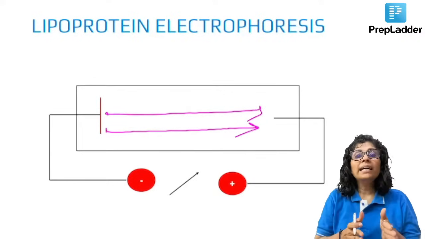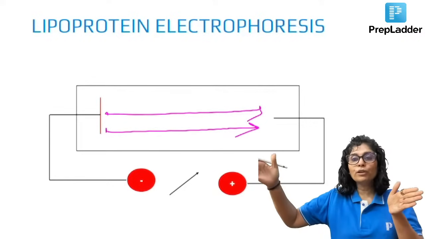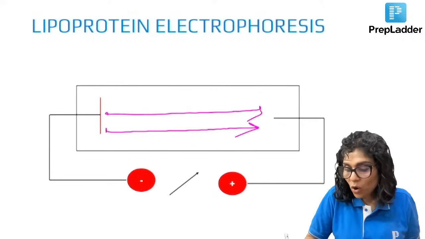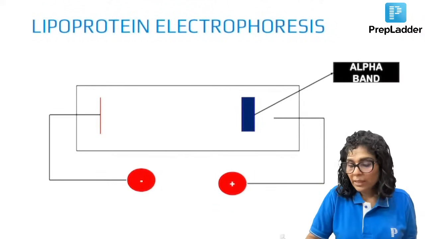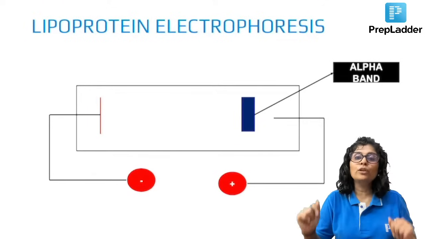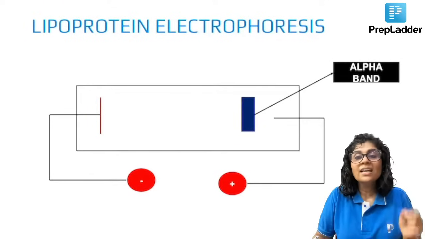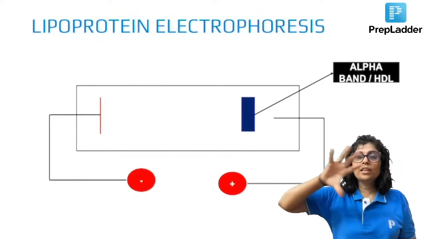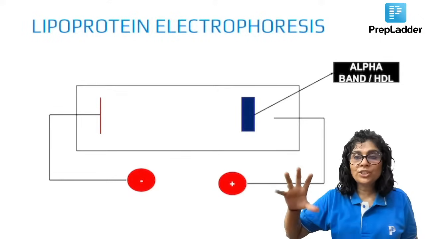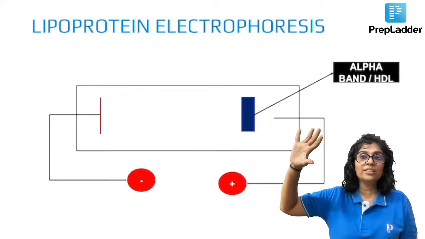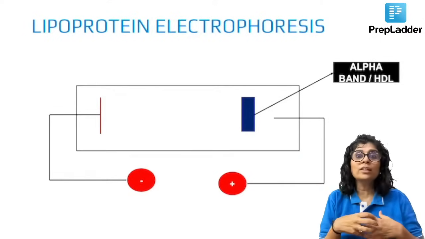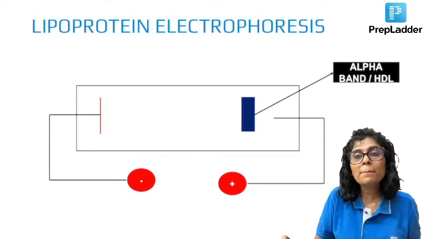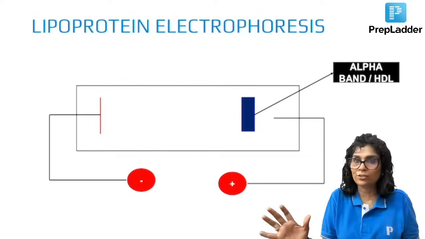That way, the band that is present farthest from the point of application, farthest from the negatively charged electrode, is called the alpha band. This alpha band has HDL. So why does HDL move the fastest? Because HDL has the highest negative charge. That is why HDL is otherwise called alpha lipoprotein.